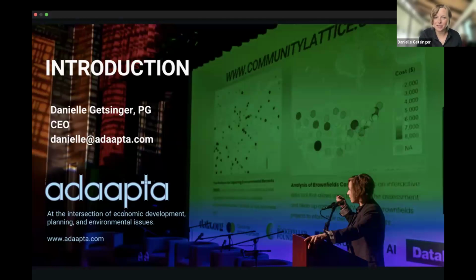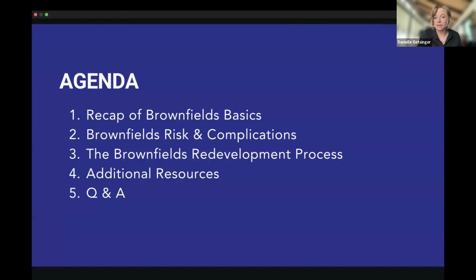Claire already gave an introduction of who I am, CEO of Adapta, and we do a lot of technical assistance around brownfields redevelopment at this intersection of economic development, planning, environmental issues, climate issues, all of the issues, right? It's a very niche and specialized field. So I have a lot to cover. If I'm going too fast, please slow me down because there's a lot and there's no way we can fit everything into one webinar, but we're going to try. So that real quick is just the agenda for today.